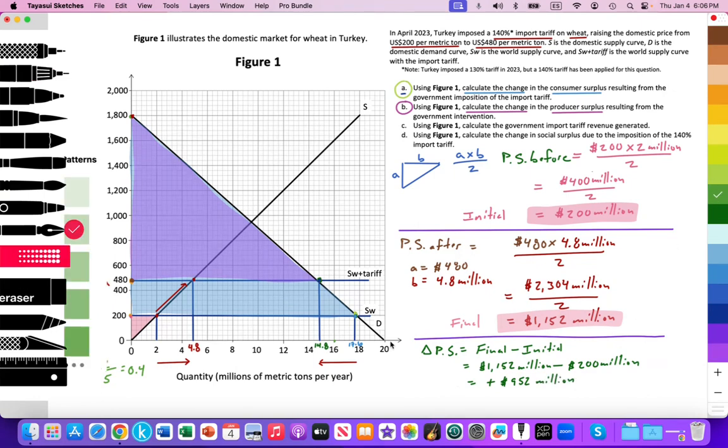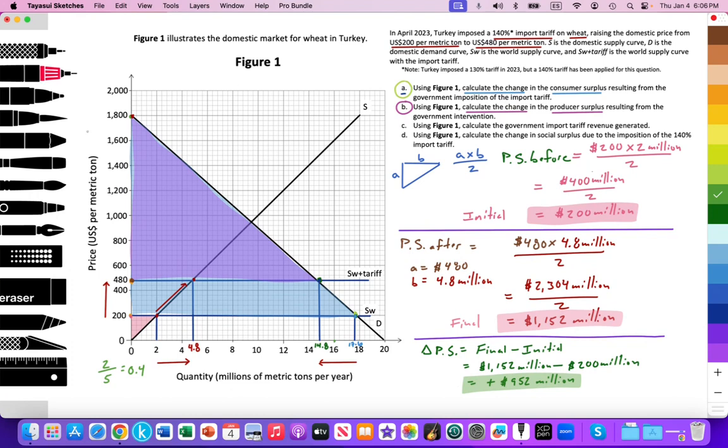So producers are better off, domestic producers are better off with the tariff. They're going to increase production and they're going to also increase their total revenue, price times quantity, 200 times 2 million, going up to $480 times 4.8 million. That's going to increase their producer surplus by $952 million. So they're clearly better off with the government intervention.